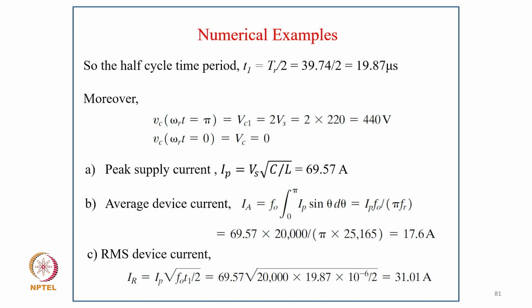So the peak supply current IP equals Vs times root of C upon L, that is 69.57, and the average device current IA equals F0 integral 0 to pi of IP sin theta d theta, that is IP F0 divided by pi FR. Putting values, it comes 17.6 ampere, and the RMS device current IR equals IP times root of F0 T1 upon 2, that is 31.01 ampere.